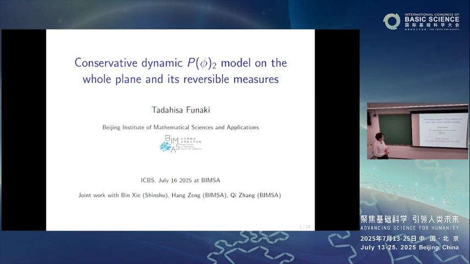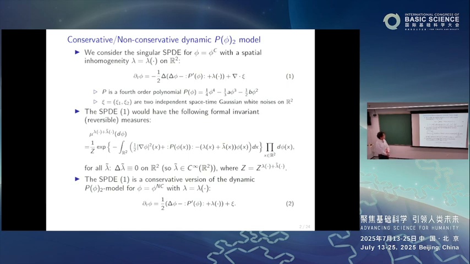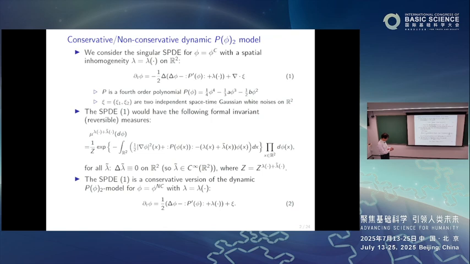So my talk is about the conservative dynamics. I also use a non-conservative dynamics as a tool. It is a conservative dynamic P(phi)_2 model, which is a kind of singular stochastic PDE. So it has the shape written here. We consider it on R^2, so a two-dimensional equation, and we have phi. Phi is scalar valued, a function of t and x, and we have a bi-Laplacian term, and also some nonlinear term, where P is a fourth order polynomial.